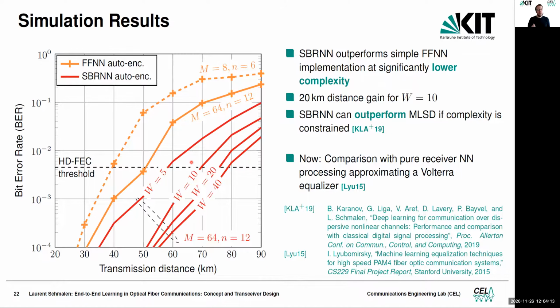Further increasing the window doesn't lead to significant extra gains, because at some point we will eventually be noise limited. The chromatic dispersion will not be a limiting factor anymore, but because of the attenuation, we'll have so much noise that we cannot cope with the system.